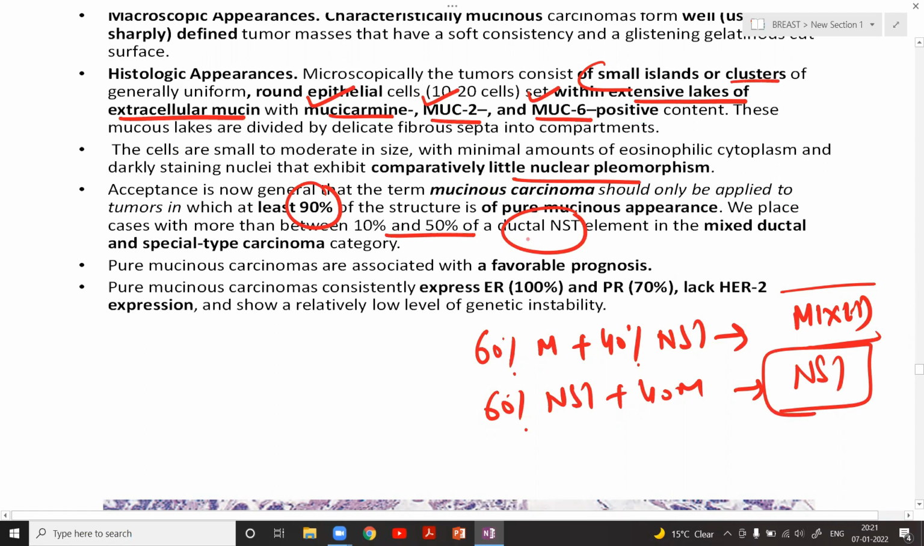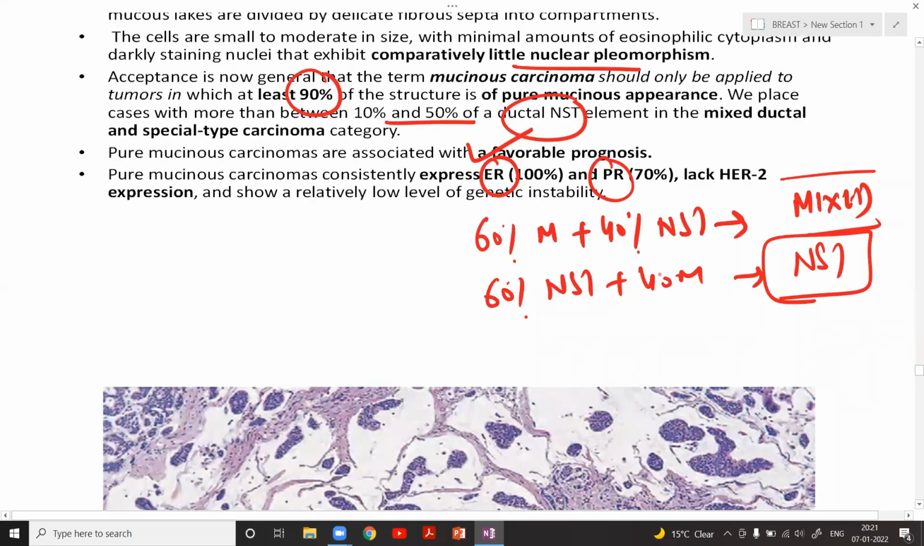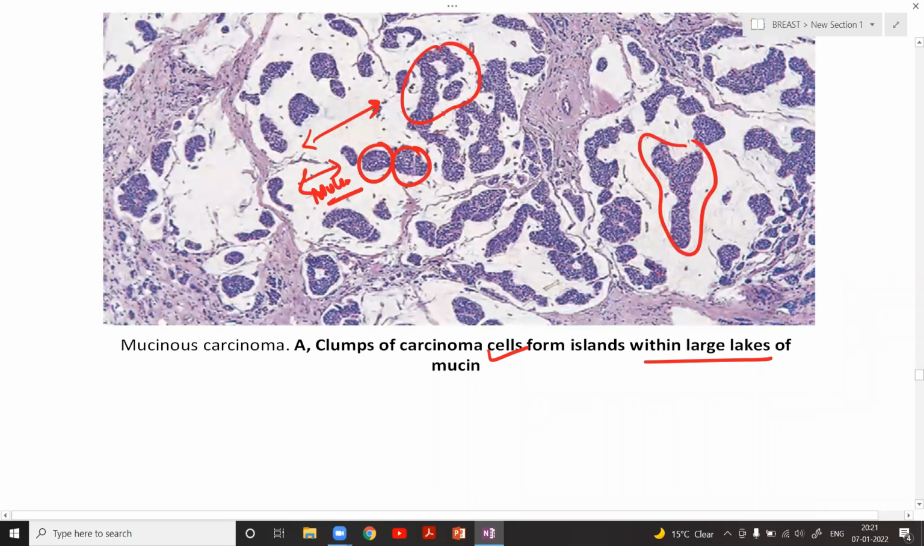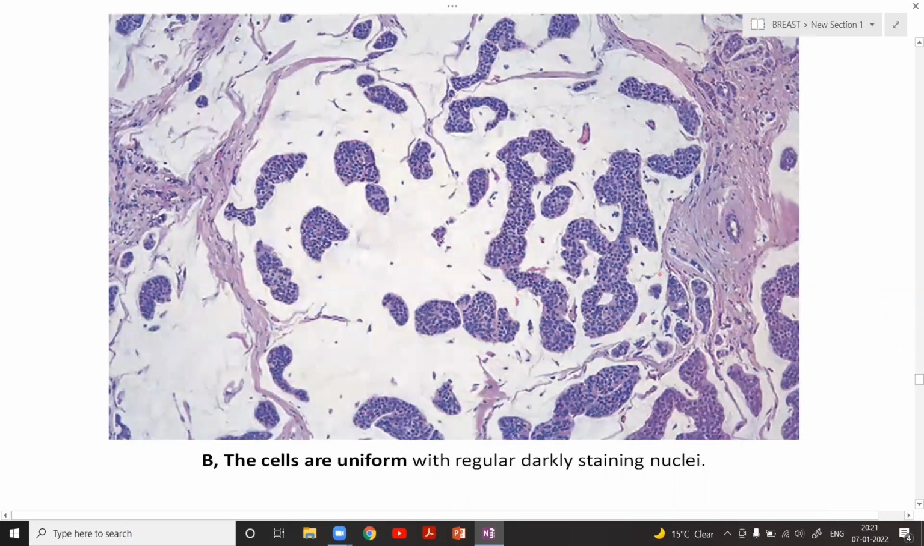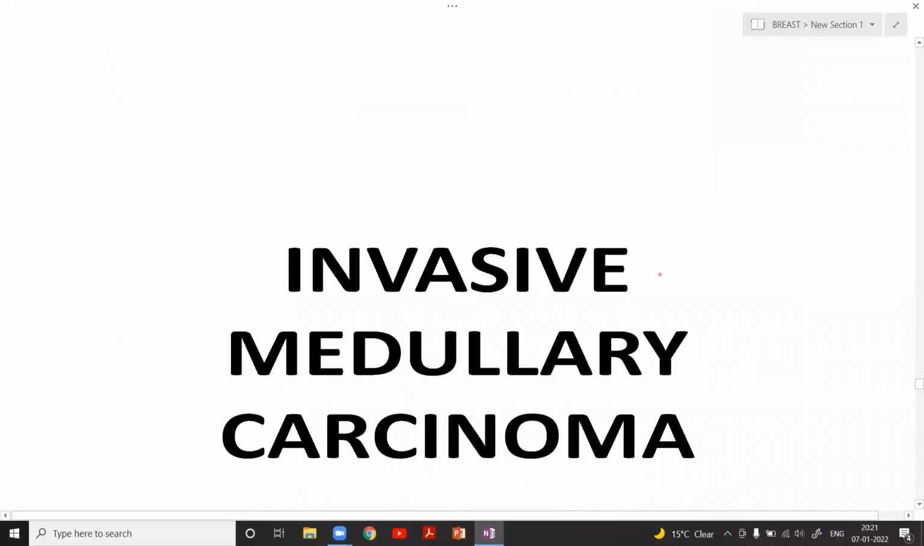Again, the pure mucinous variety has a favorable prognosis. And as I told you, they are luminal cancers with ER positivity, PR positivity, and they lack HER2 positivity. Now this is another very important image. We can see the cells are quite uniform, and they are inside mucinous lakes.